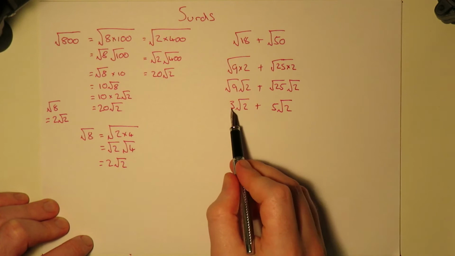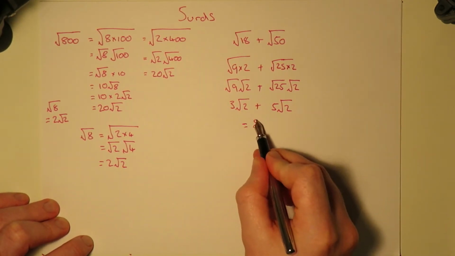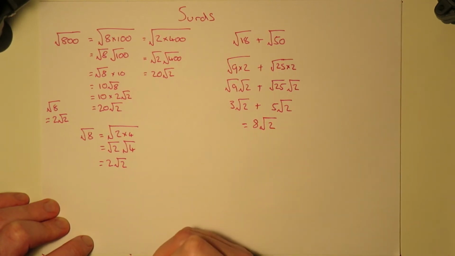And then you see here that we have 3 lots of root 2 plus 5 lots of root 2, which overall comes to 8 lots of root 2.